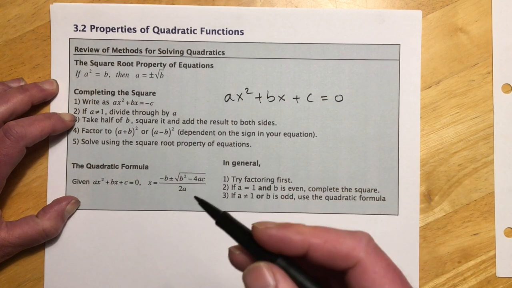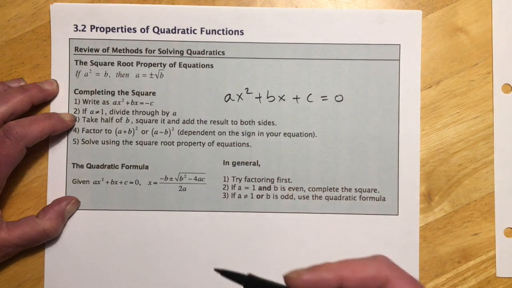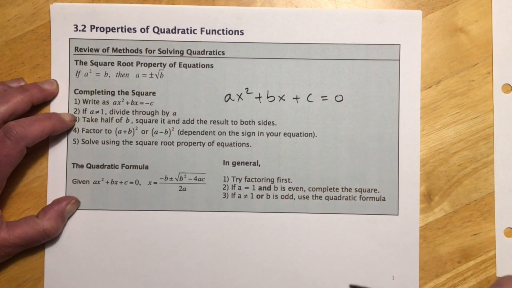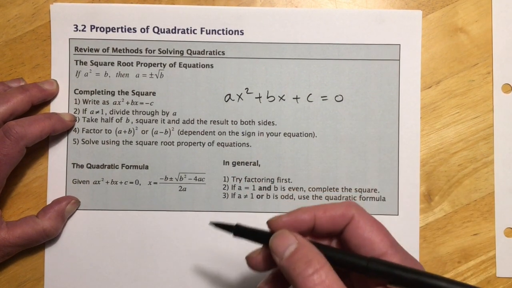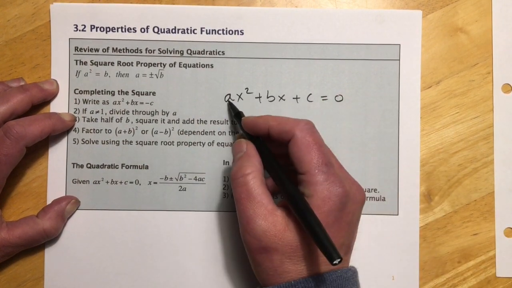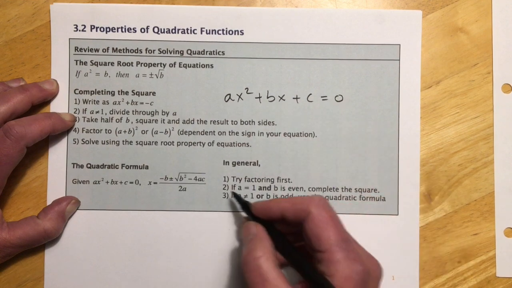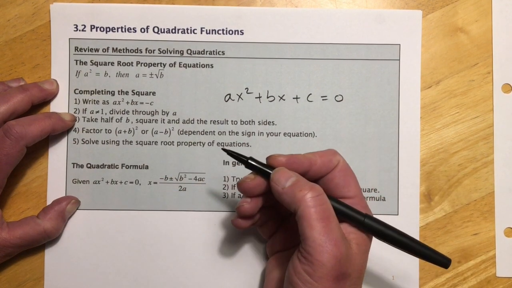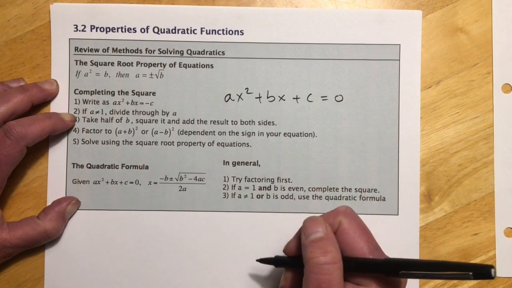And if you're terrible at completing the square, you're going to need it later in this section, and you're going to need it all over the next chapter, so you might as well get not terrible at completing the square. If a isn't 1 or b isn't even, then I would go to the quadratic formula for sure. It's much easier to solve those ones this way.